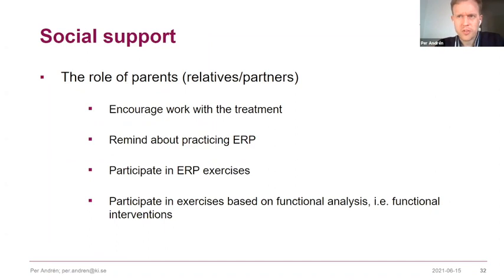There are also parents involved if the patients are children or adolescents, and there could be relatives or partners involved if there's an adult patient, and they also have a role in treatment, especially if the patient wants to, and especially for parents. That is to provide social support, which is described as encouraging the work with the treatment, reminding about practicing ERP, and also participating in ERP exercises. As you saw, they could help provoke the premonitory urges and such, and also participate in exercises based on functional analysis, which are referred to as functional interventions.